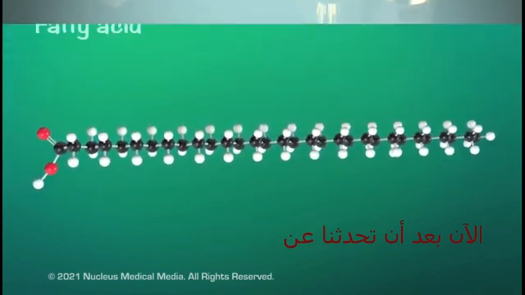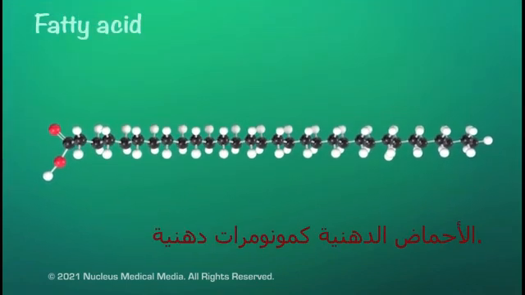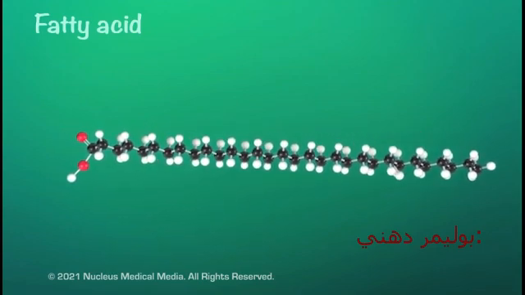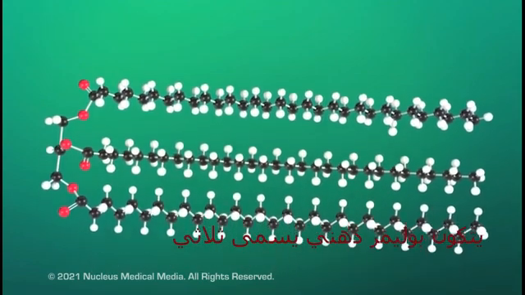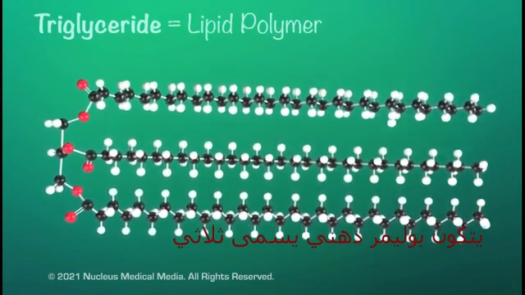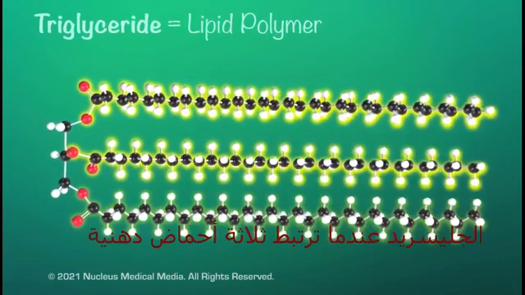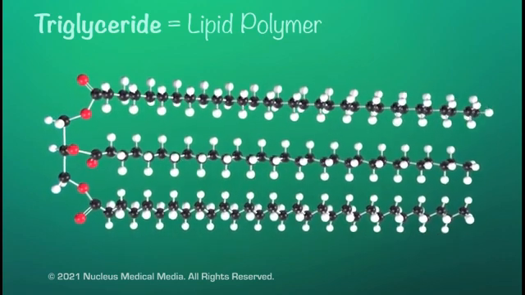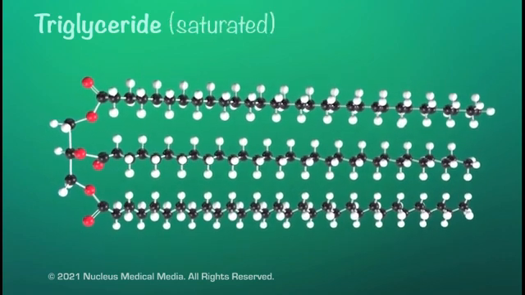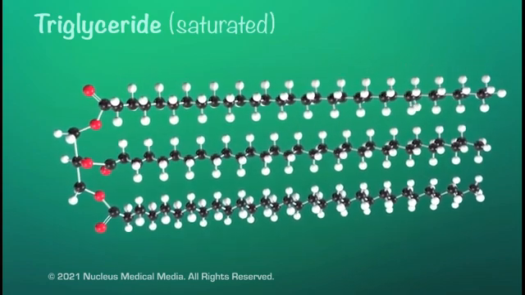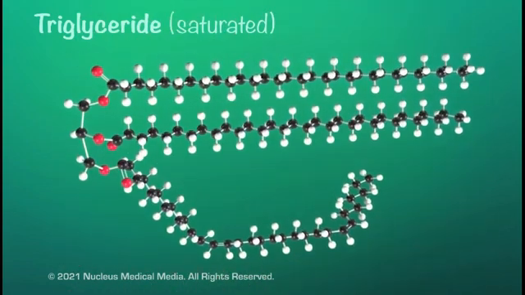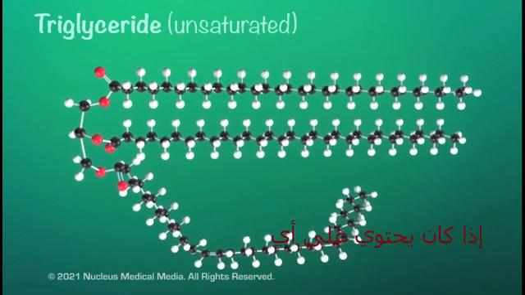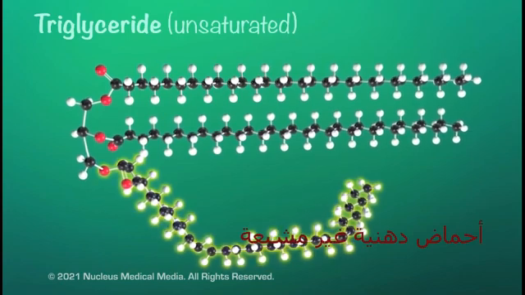Now that we've talked about fatty acids as lipid monomers, what is a lipid polymer? A lipid polymer, called a triglyceride, is formed when 3 fatty acids bond to a glycerol molecule. A triglyceride is saturated if it contains only saturated fatty acids. And a triglyceride is unsaturated if it contains any unsaturated fatty acids.